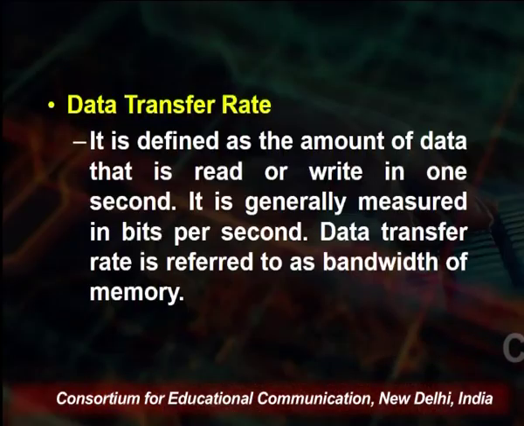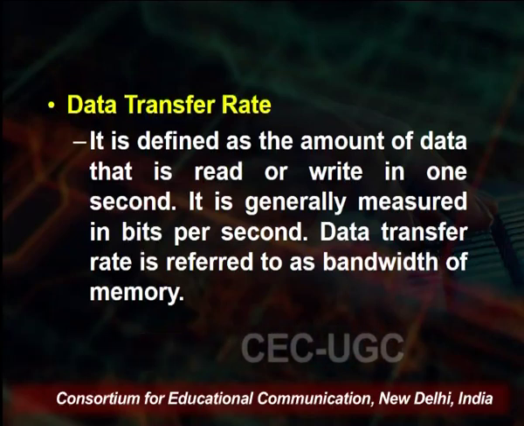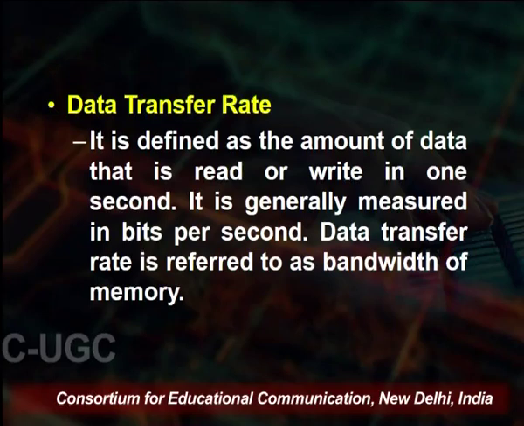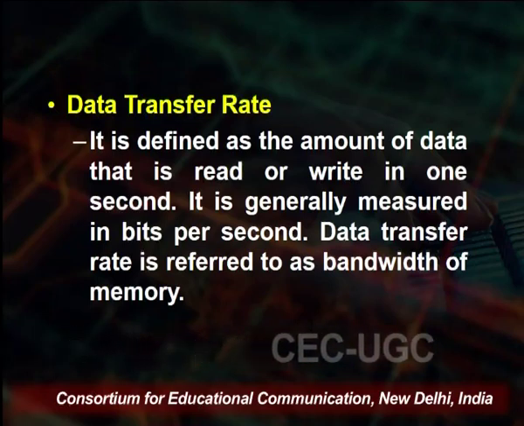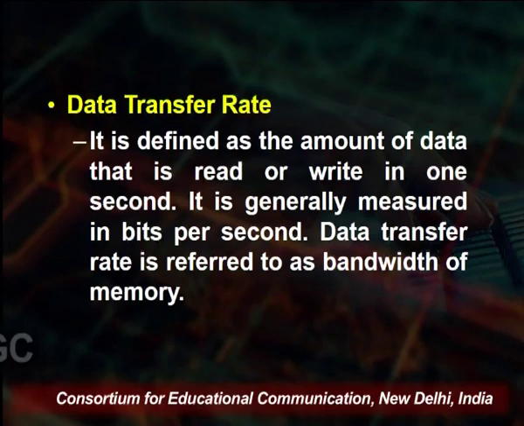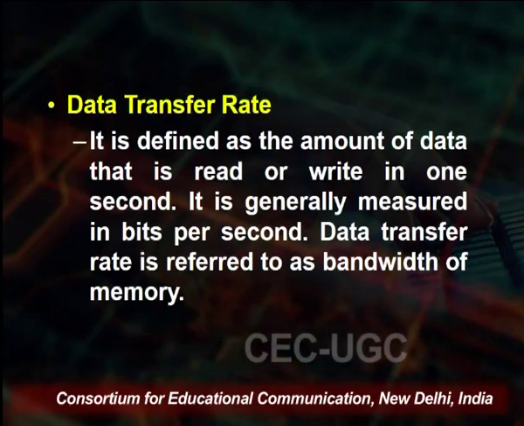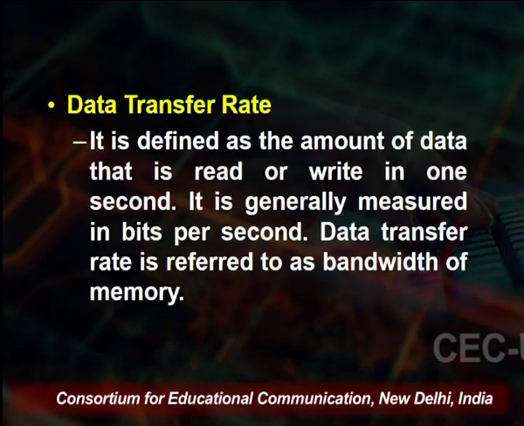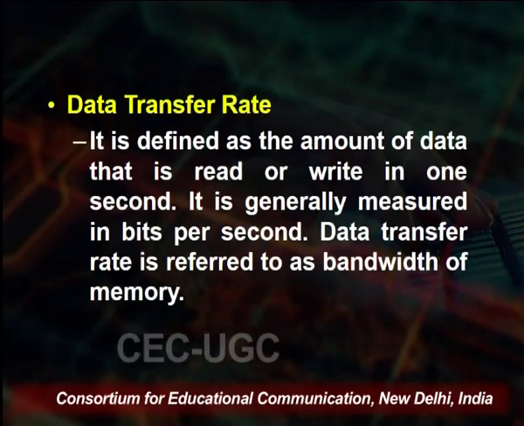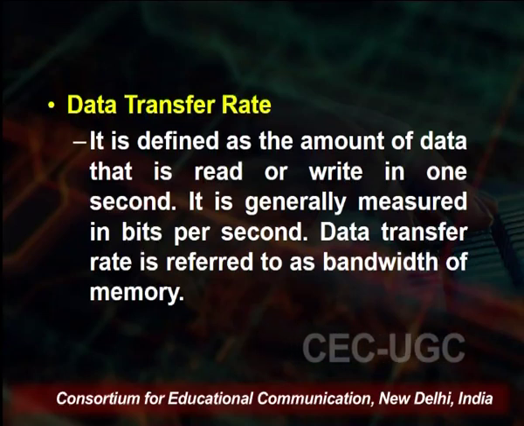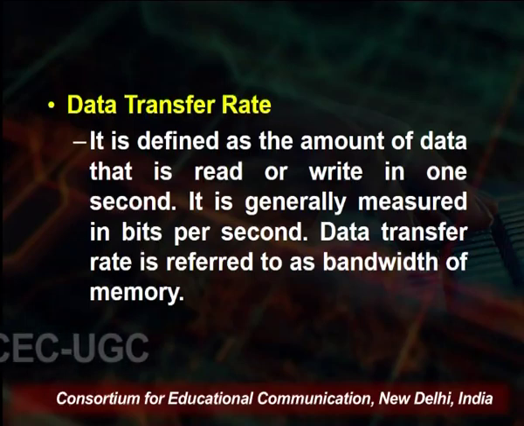Next is the data transfer rate, and it is defined as the amount of data that is read or written in 1 second, and it is generally measured in bits per second. That is, how much data we can send in a second. So, the data transfer rate is referred to as the bandwidth of the memory. This is very important, how we define the bandwidth of the memory. It is the data transfer rate, which measures the data transferred by read and write in 1 second.